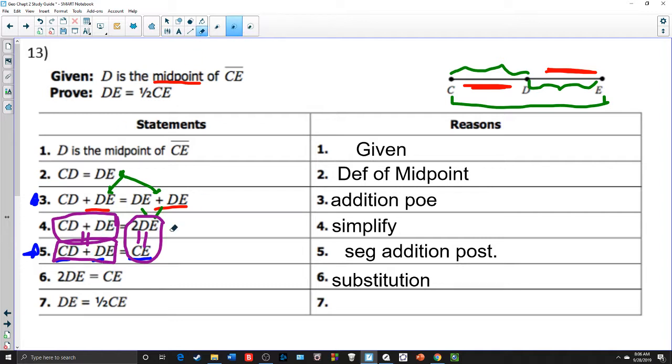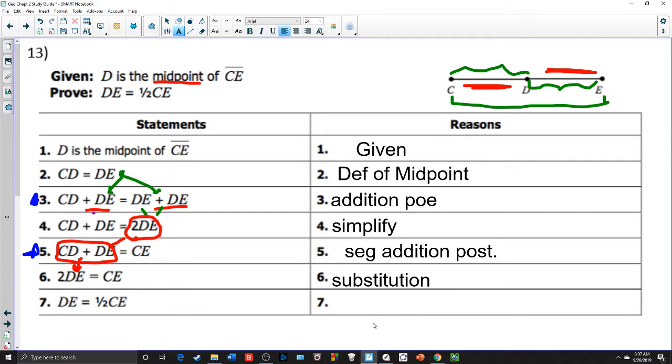Or another way of thinking about it, if you don't like thinking about it that way, because you could also maybe use transitive in that case too, is you can think about it as they simply took 2DE and swapped it in for this. They just took this out and put 2DE in, because it's just the same thing. We already know that this is equal to 2DE, so we can replace it.